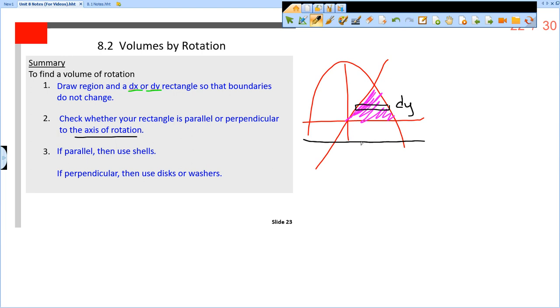Now dy is parallel to the horizontal line, and so that means we're going to use the shell method. So if parallel, use shells. If perpendicular, use discs or washers. That's the idea, and that's how we tackle these problems when you're not told what to use.